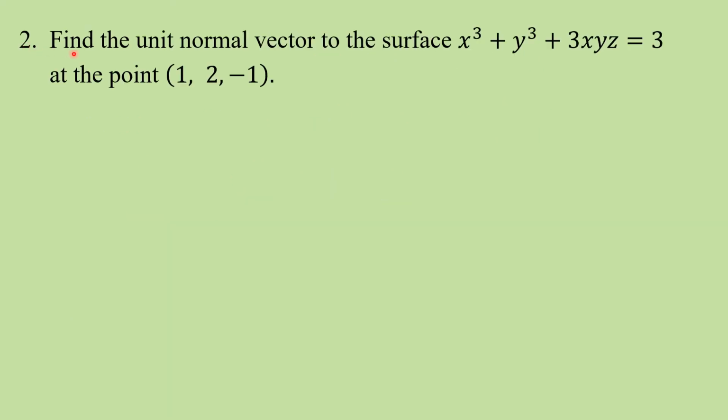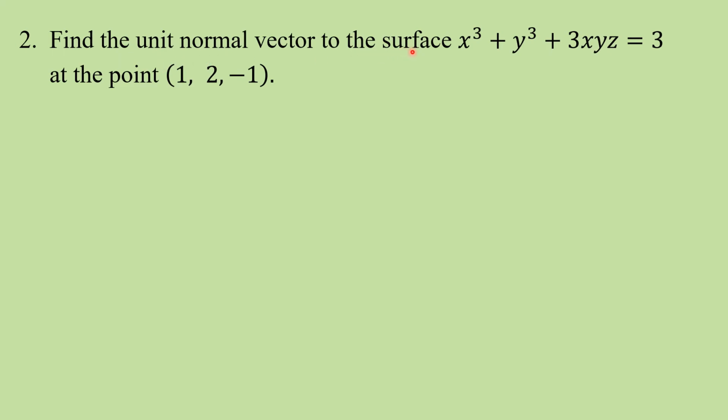So the second problem: find the unit normal vector to the surface x cube plus y cube plus 3xyz equal to 3 at the point (1, 2, minus 1). Now what we need to find, student? We need to find the unit normal vector to the surface. The surface I can name as f, a function of x, y, z. The given surface f of x, y, z is x cube plus y cube plus 3xyz minus 3. Now I want to find the unit normal vector to the surface.